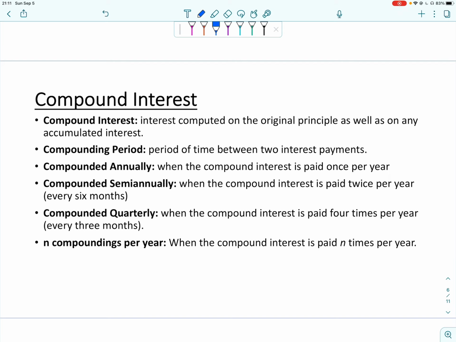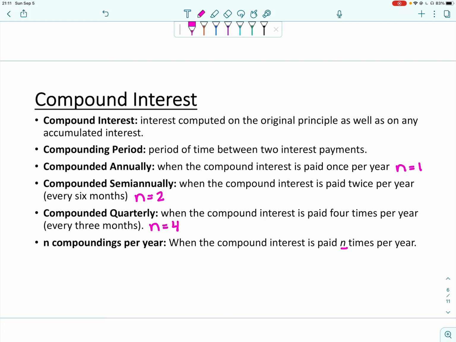So in our formula that we're going to get in a minute, we always look at how many times do we pay or get paid interest in 1 year. And we refer to that as N. So if we get paid interest annually, then our compounding period, N, is 1. If it's semi-annually, then our compounding period is 2.